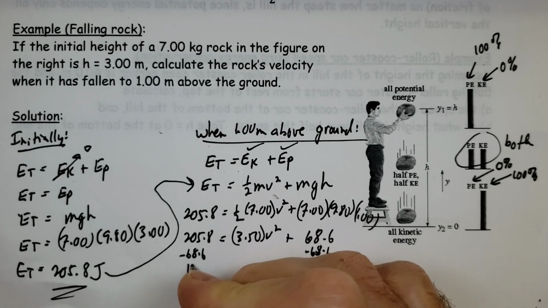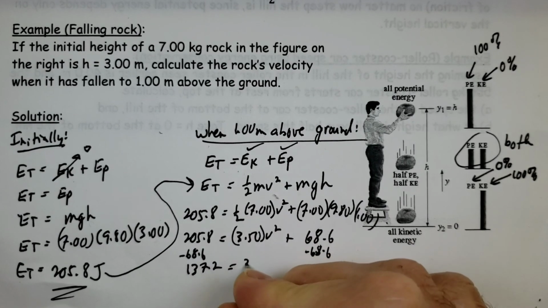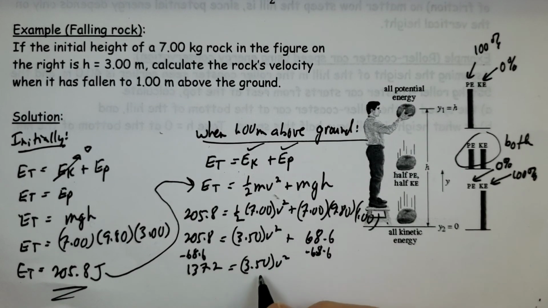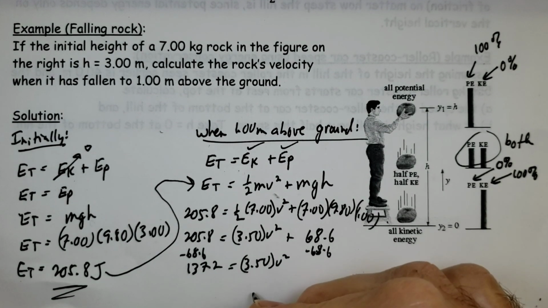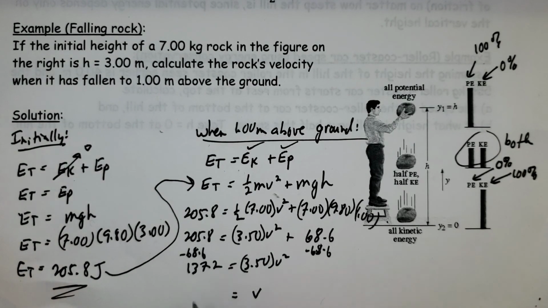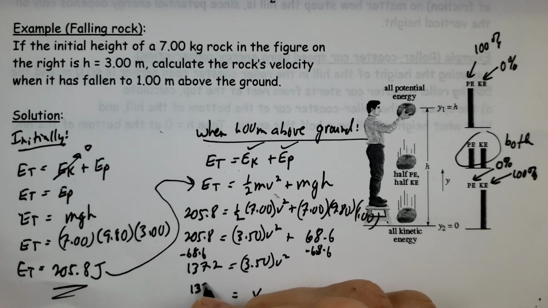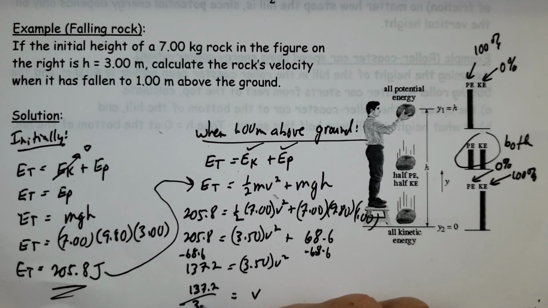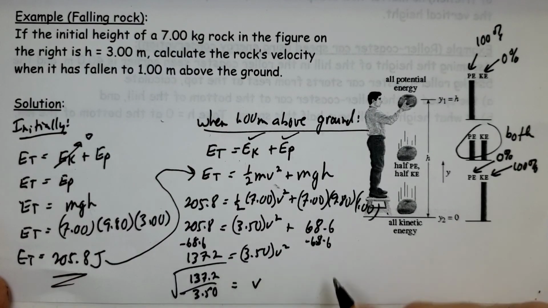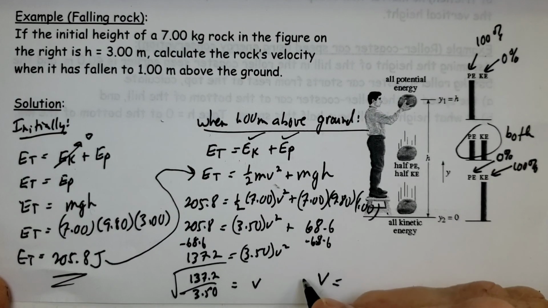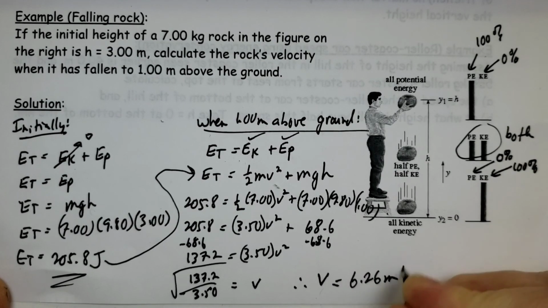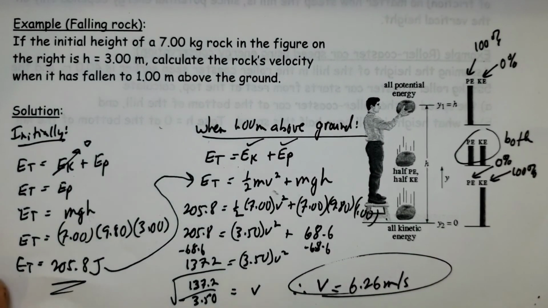And I get 137.2 equals that. And then I'll skip a couple of steps here because I'm running out of room. So divide each side by 3.5. And of course, we have to take the square root of each side. So therefore, V equals 6.26 meters per second.